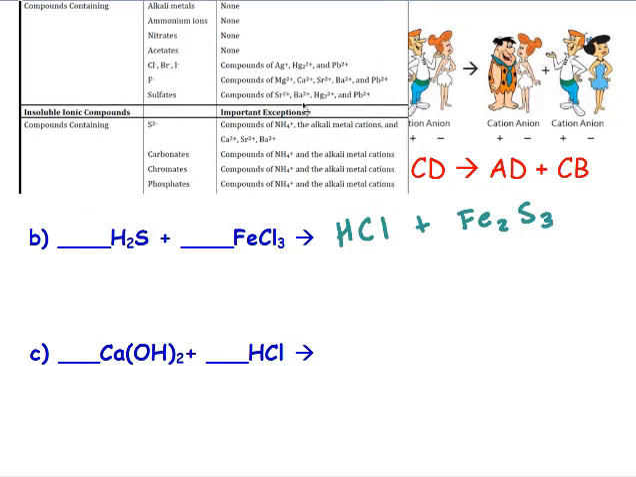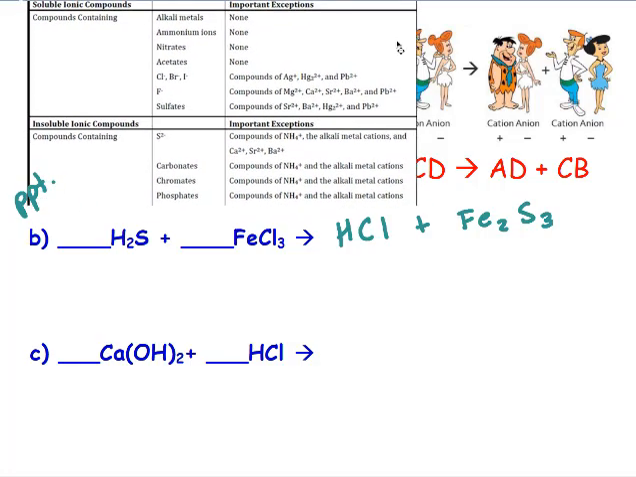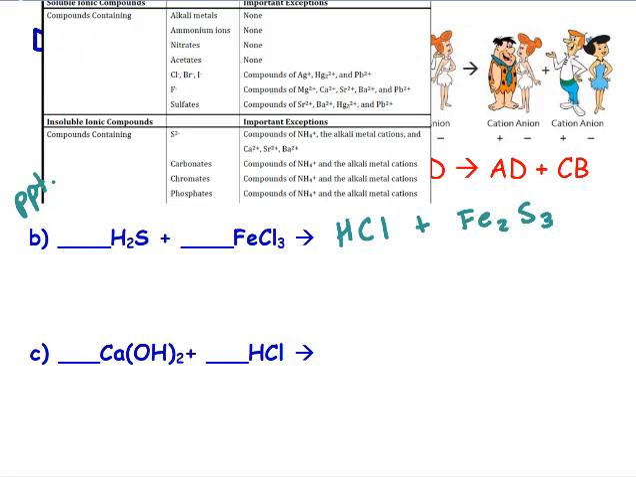Then I figure out, is this an acid-base reaction or precipitation? I have an acid, but I don't have a base. So this is not an acid-base reaction. So this is precipitation. So I'm going to look at my solubility rules. Sulfides are insoluble unless it's with one of those. It's not with one of those. So that means that this is my solid.